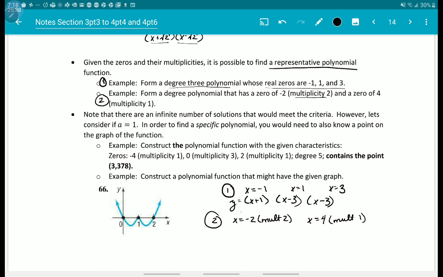So to find the root that correlates to the negative 2, we're going to move that 2 over. So now we're going to have x plus 2. So there's our factor. But since it has a multiplicity of 2, it's going to be squared. To find the factor associated with this, we're going to move that 4 over. That's going to give us an x minus 4. Multiplicity is 1, so we would have a 1 as that exponent. So here is our final answer.